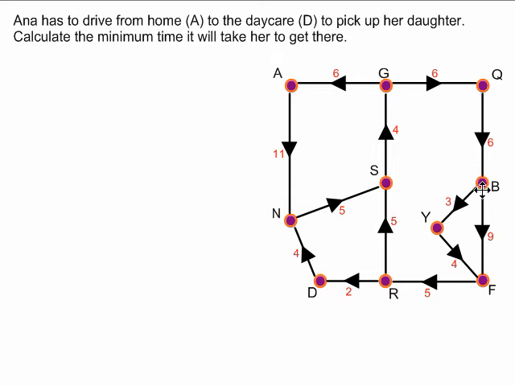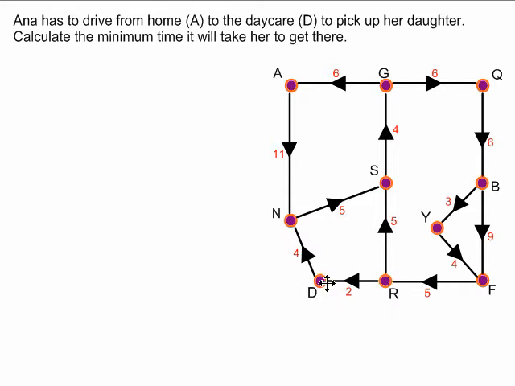At this point, she starts having a choice. She can take one street to go from B to F, which will take 9 minutes, or she can take these two smaller streets, which will combine to 7 minutes. It's more efficient for her in terms of minimum time to take the two smaller streets. Then she goes from F to R, and from R to the daycare, and she's finished.